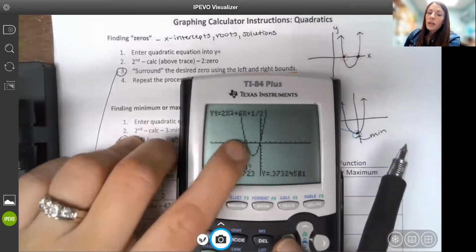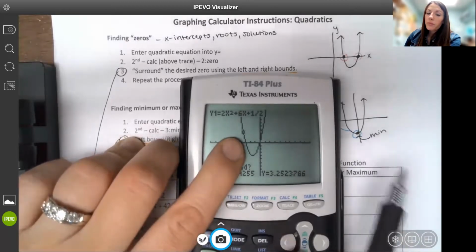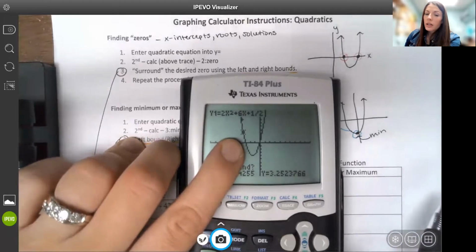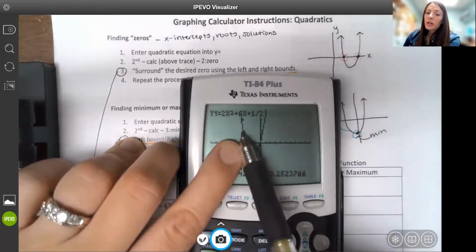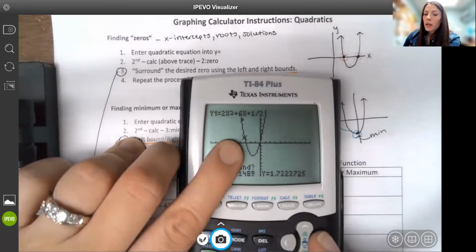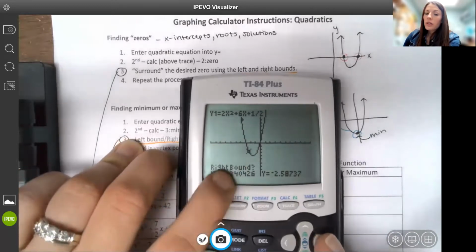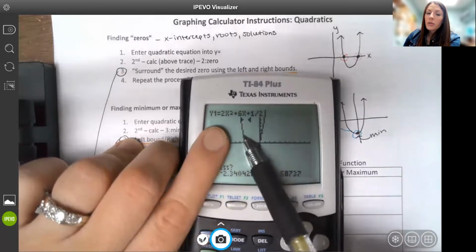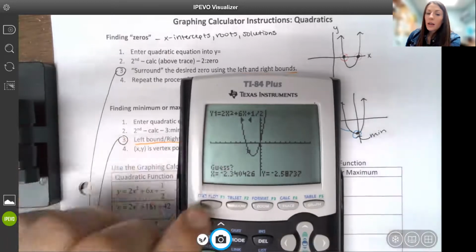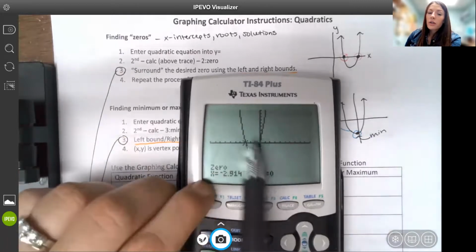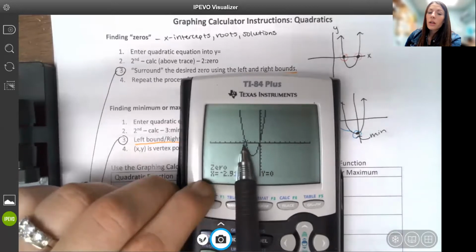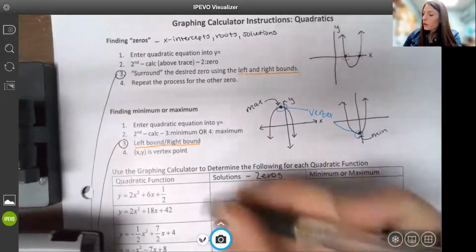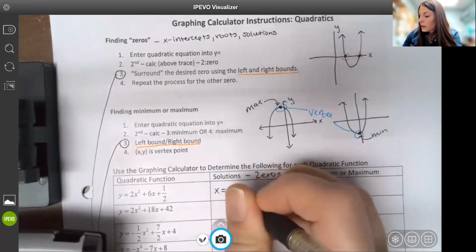If I go to the left of that point, that's going up here. And I hit enter, it doesn't have to be exactly where I am as long as I'm to the left of this point. And then now it says right bound, I want to be to the right of that point. You see the little arrows here? So it's saying I'm going from here to here where I clicked enter, and it's going to search between there. So I hit enter again, and it'll search and find the 0 on that side. So my first 0 rounded would be -2.9.